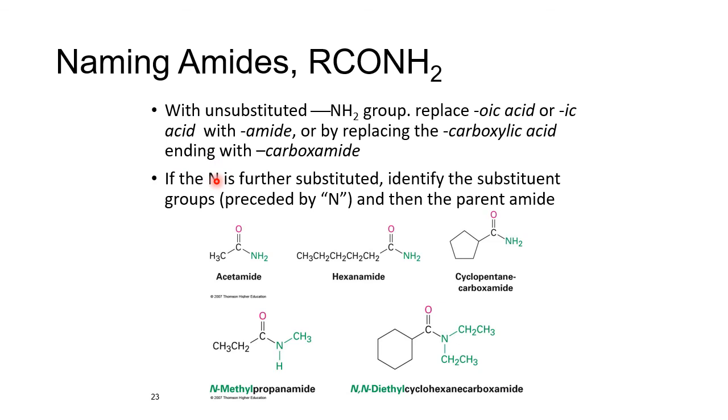And if there is any substituent on nitrogen, you need to identify the substituent group by first adding an N, letter N, and then you add the name of the substituent followed by the amide name. Let's see the naming. Here we all know this compound originally is called acetic acid when it was a carboxylic acid. Now we replaced the OH with NH2, so its name will be, instead of acetic acid, we removed the IC at the end. Let me write it instead of saying it. And so you remove this acetic acid and replace it with just amide. So it's called acetamide, as you can see.